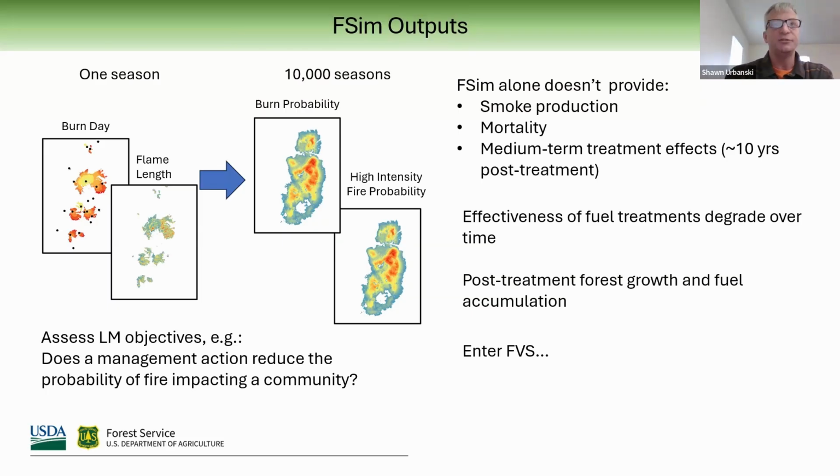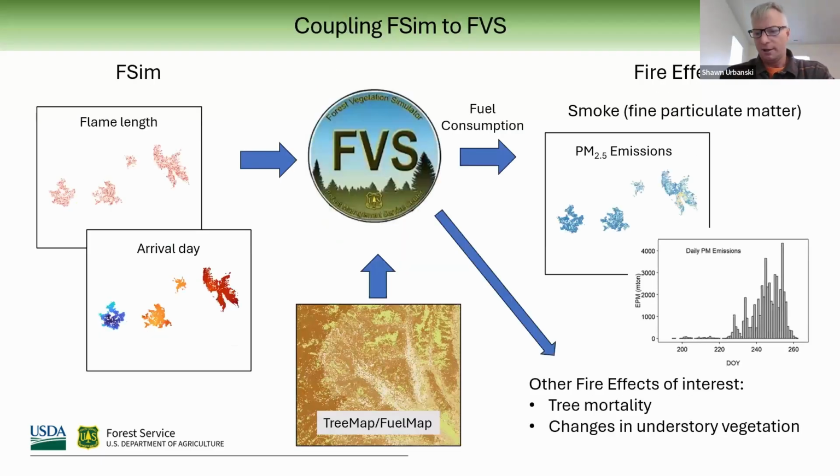And so this is where FDS enters. And as Rachel had mentioned, it's a wee bit finicky, but basically we're coupling our FSim outputs to FDS. I'm just giving a quick diagram to give you an idea of how that works. On the left-hand side, we might have one season of fire simulations, a map of flame length, and a map of the arrival date. We feed that into FDS, along with the TreeMap and the FuelMap data that's needed as input to drive FDS, and then calculate fuel consumption.